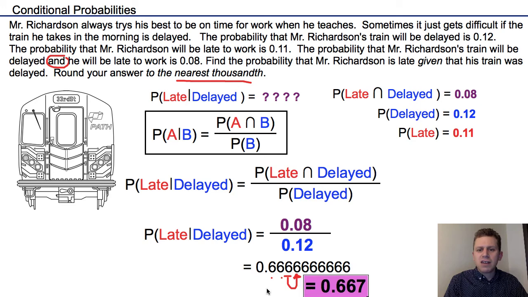That answer there is going to be about 67% of the time, or 66.7% of the time, meaning that given my train is delayed, that's how likely it is that I will be late to work. Hopefully you're getting the hang of it. Let's try another example.